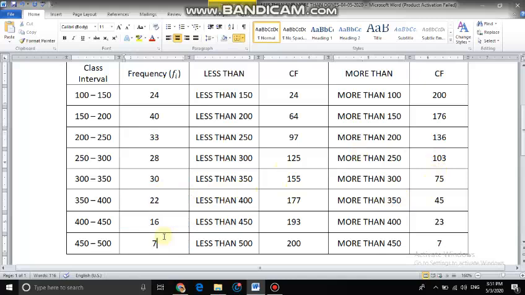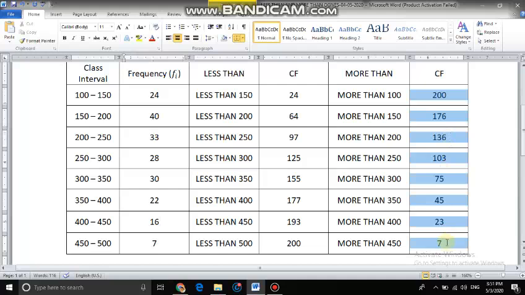Now a few things you have to remember to check whether you are doing right or wrong. In the less than type, your first frequency and the first cumulative frequency will remain the same. In more than type, your last cumulative frequency, that is 7, and the last frequency have to be the same. If you are not getting the same, somewhere you have made a mistake in this column. Understood? So you have to recheck where you have done the subtractions wrong or additions wrong.